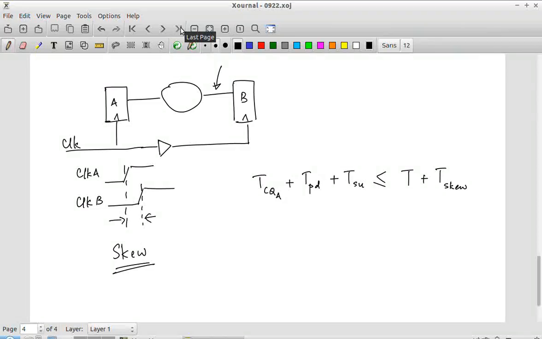Okay, so that's a good question. Is there any constraint on the duty cycle of the clock? What do you think? Okay, how many of you think that there is a constraint on the duty cycle of the clock? How many people think there is no constraint? Okay, why would there be no constraint?